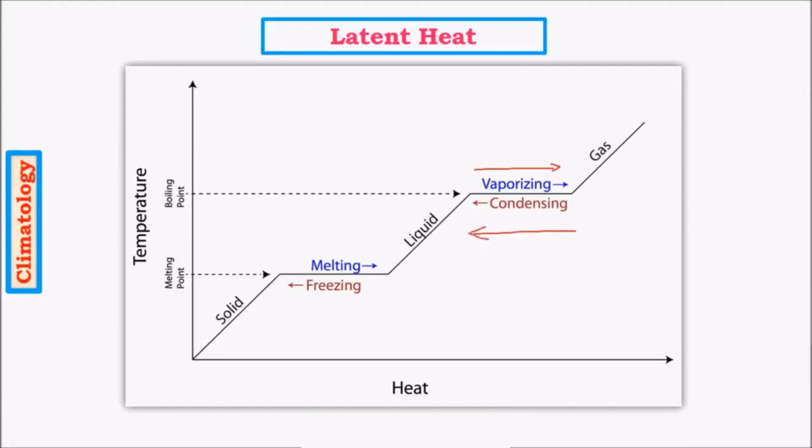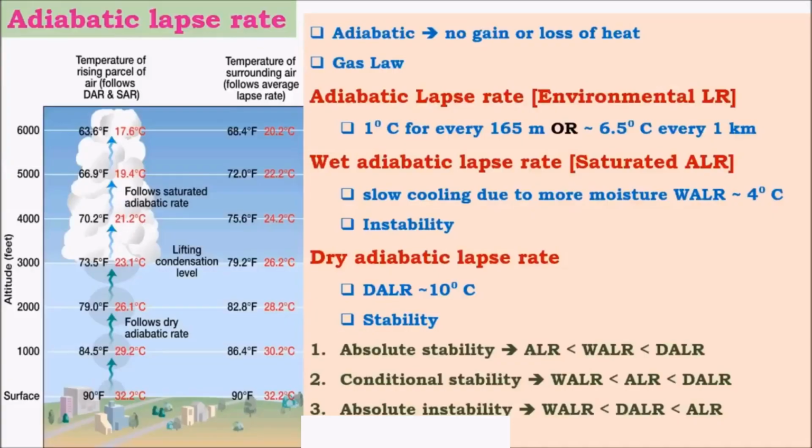In our study of climatology, latent heat of condensation is a very important concept. It will help us in understanding both precipitation and cyclonic systems. For that, we'll see later in our future videos. Now let us see about adiabatic lapse rate. Let us come back to adiabatic lapse rate.